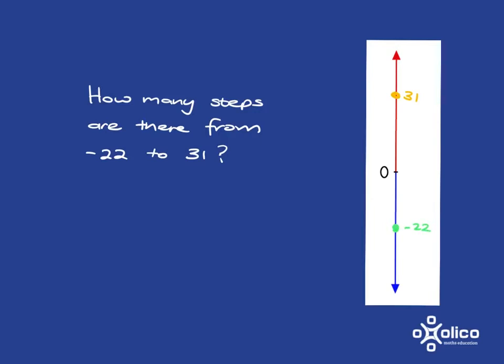But the idea I can use is the same one I've used before, which is that where is 31? It's 31 steps above the 0. And where is -22? -22 is 22 steps below the 0. So to go from -22 up to 31, we can do 22 steps to get to 0, and then 31 steps to get to 31. And so in total, we've got 22 plus 31 steps, which is going to be 53 steps.